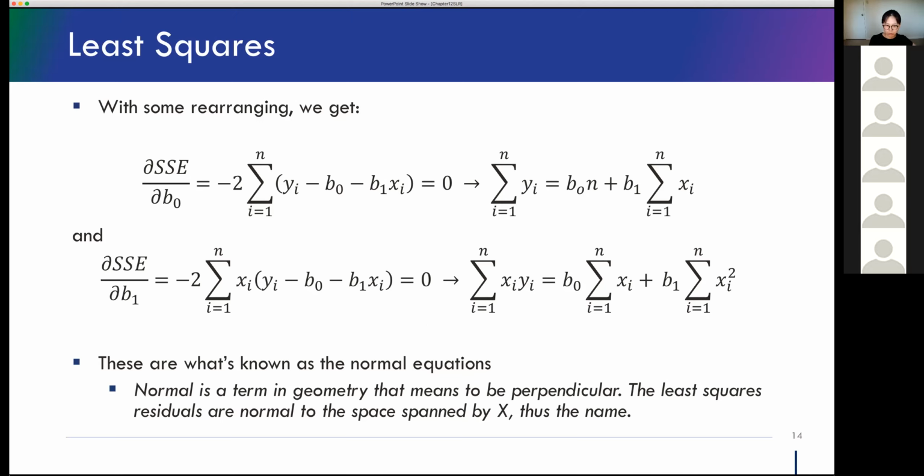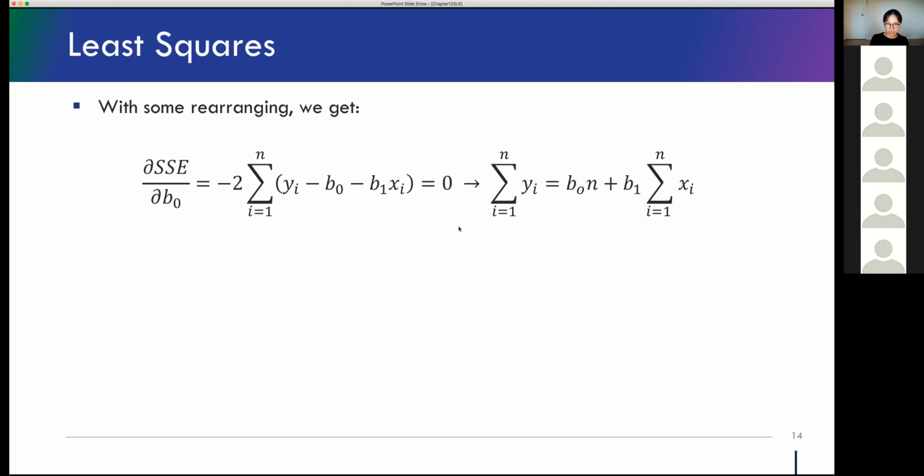Actually, there's nothing to do with the normal distribution. Normal is a term in geometry that means to be perpendicular. The least squares residuals are normal, perpendicular, to the space spanned by x. So that's how it gets the name, normal equations. But anyway, this is how you get your estimate.